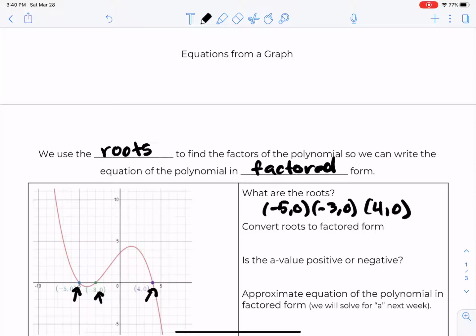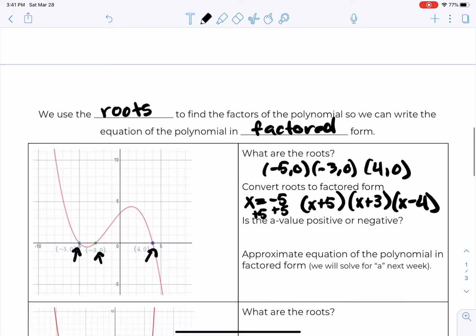So to convert those to factored form, we're basically doing the inverse of what we just did, and we're bringing it back. So we'd say x equals negative 5. To bring it back over to write it as a factor, we'd add 5 to both sides, and we get x plus 5. Same model, we get x plus 3 and x minus 4. Again, just setting x equal to what it's equal to, and then bringing that value back over to the other side to join the x.